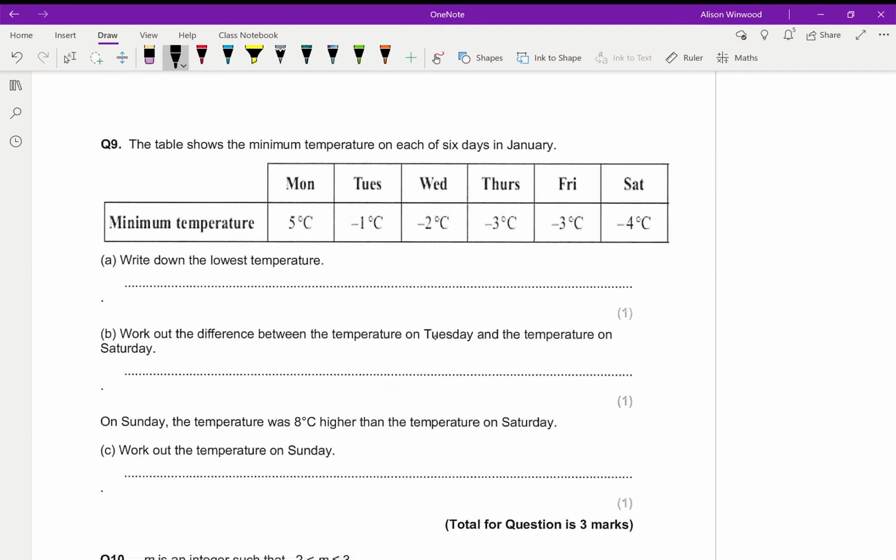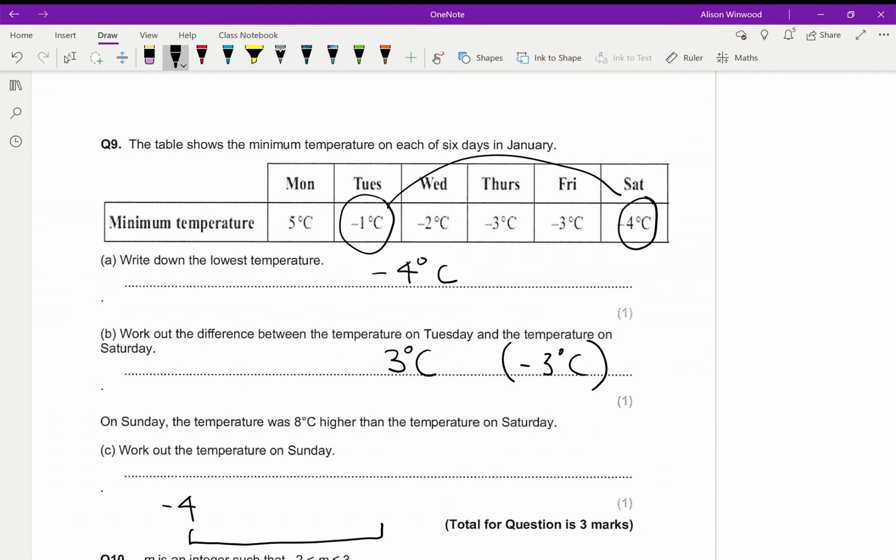The lowest temperature is down at negative 4 degrees. From Tuesday to Saturday, it's gone down by 3 degrees. It doesn't matter whether you wrote positive 3 or negative 3. The difference is 3. 8 degrees higher than Saturday, so from negative 4 going up 8 degrees will take me to positive 4 degrees.